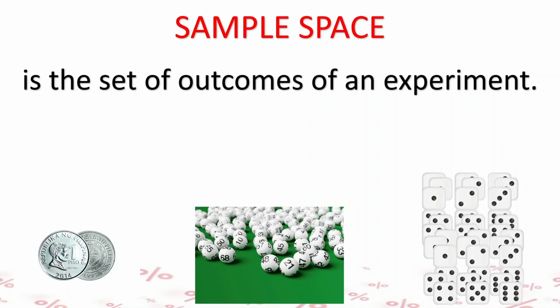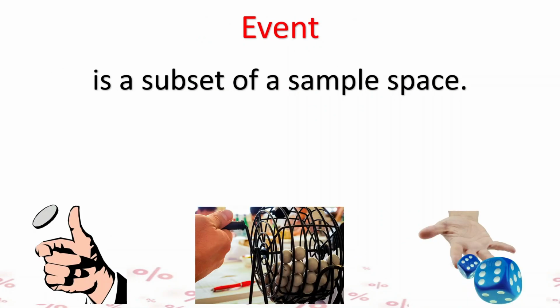So sample space is including all the possible outcomes. In most experiments, they include a big number of possible outcomes in the set. Now, what if we only choose a few out of the possible outcomes, or out of the sample space? Then we call that an event. An event is a subset of a sample space.